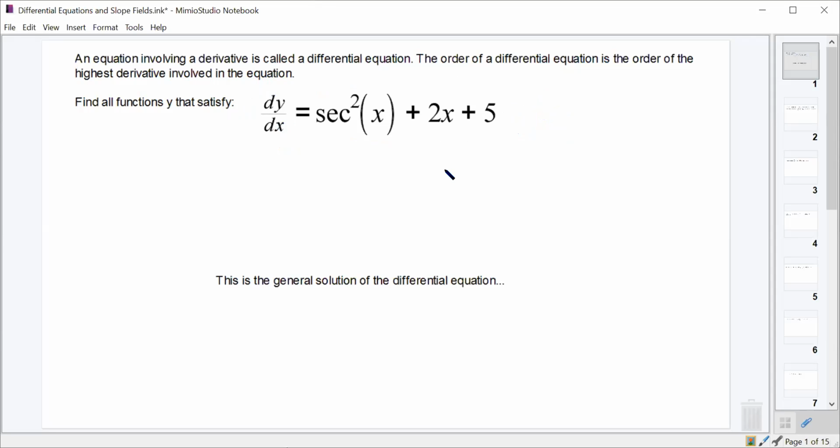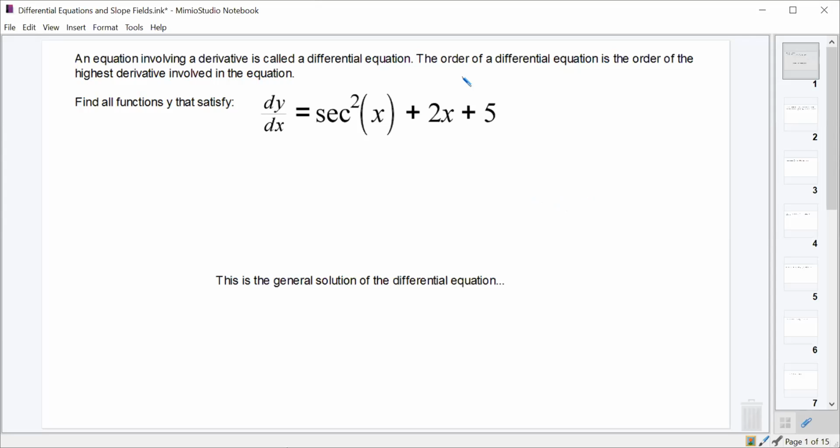And to solve a differential equation just means to find all the functions that satisfy this equation. Just like when you solve for x in an equation like 2x plus 5 equals 7, solving for x means you get x by itself and you find all of the x values that make this true. So 1, right? Here it means find all of the functions that make this true.